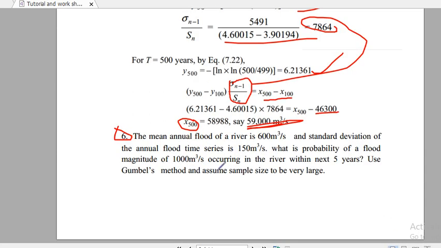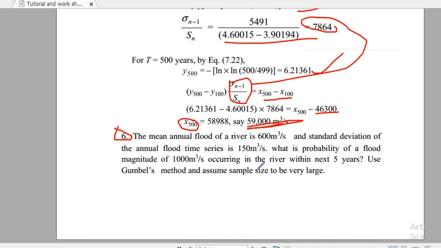The mean annual flood of a river is 600 meter cube per second. Standard deviation of annual flood series is 150 meter cube per second. What is the probability of a flood magnitude of 1000 meter cube per second occurring in a river within the next 5 years? Use Gumbel method and assume the sample size is very large.